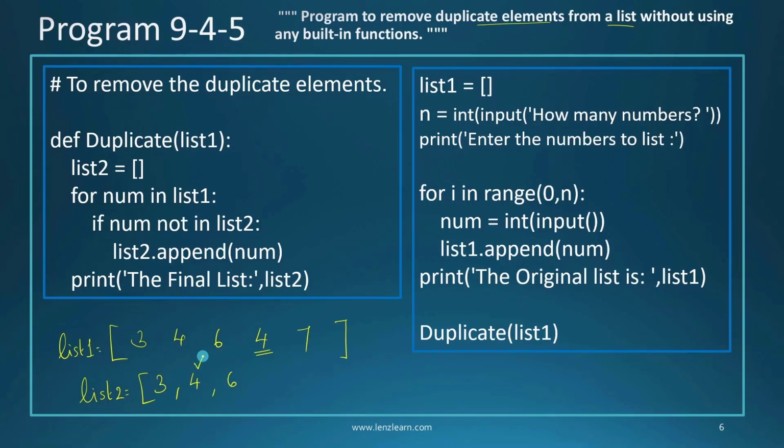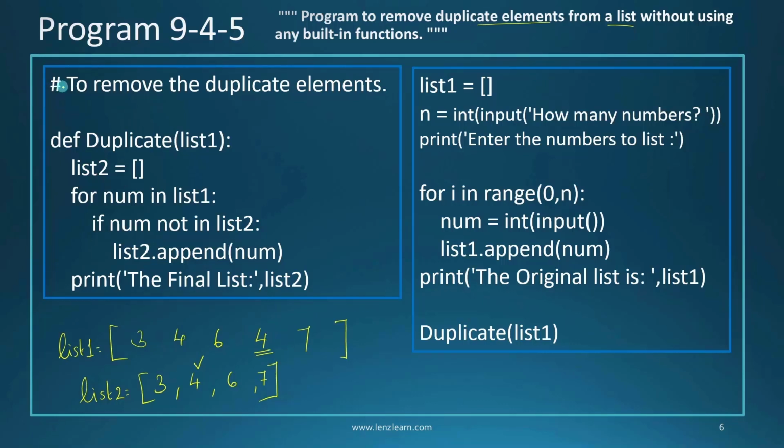So here you can see 4 is already available, so I will not copy. I will just skip. I will go to the next element 7. I will copy it. Now our list 1 is finished, and my program will terminate by printing the value of list 2, because you can see there is no duplicate element inside list 2. So now let us see how it is done.